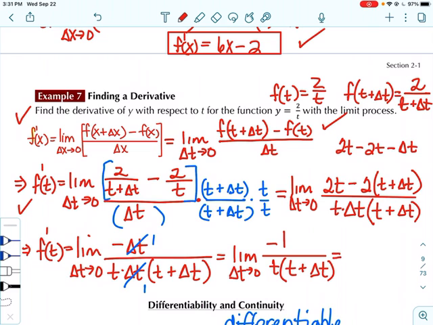So then after we multiply by the least common denominator to simplify the complex fraction, some of you may combine the numerators and then multiply by the reciprocal of 1 over delta t in this step. Then we end up with this. And then simplifying, here we get negative delta t in the numerator, and then the delta t's cancel, and we end up with this limit. So we end up with -1.